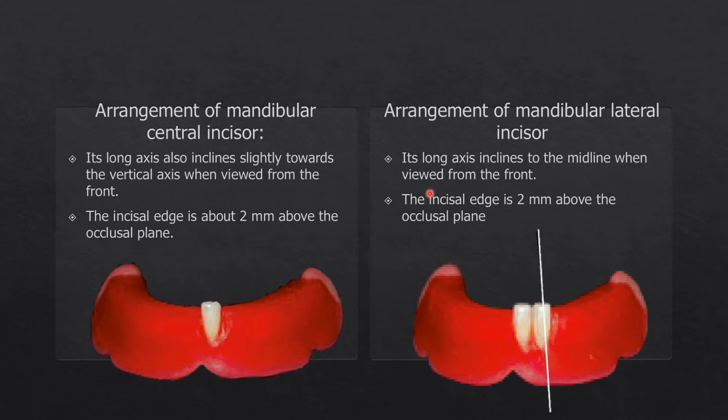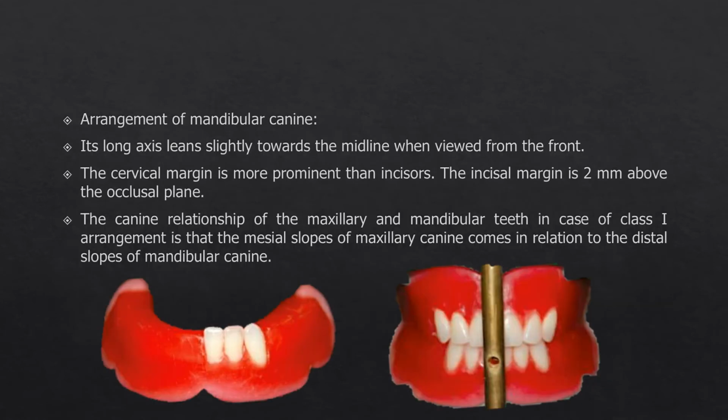The lateral incisor similarly is also set 2 mm slightly above the mandibular occlusal plane for the sake of the overbite, but the lateral incisor is slightly tipped towards the midline, as you can see by this line. Coming to the arrangement of the mandibular canine, it is similarly set 2 mm above the occlusal plane of the mandibular wax rim, and it is also tipped towards the midline, and the cervical part of the mandibular canine is more prominent, that is, it is pointing more facially as compared to the incisal edge.